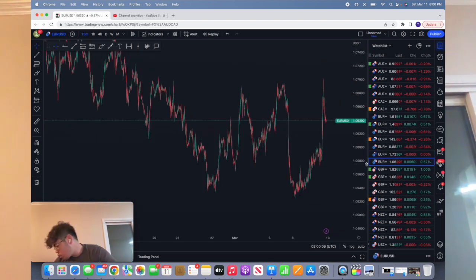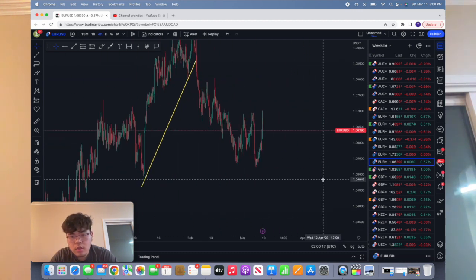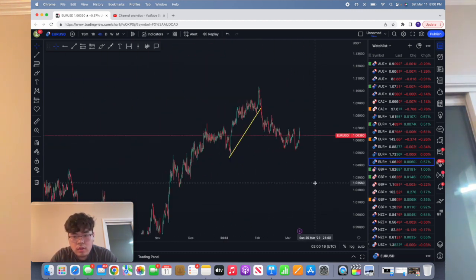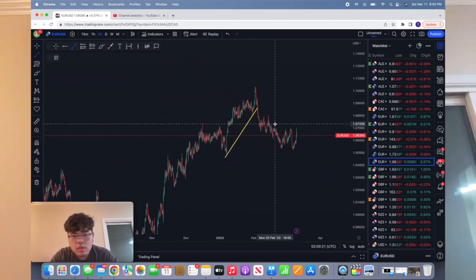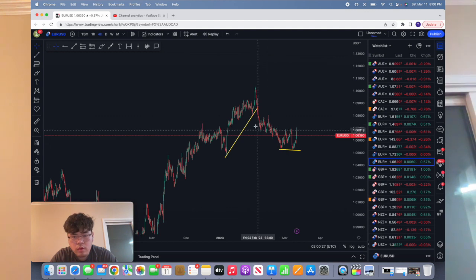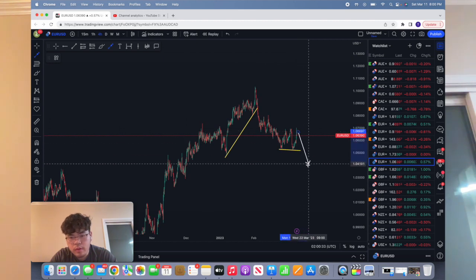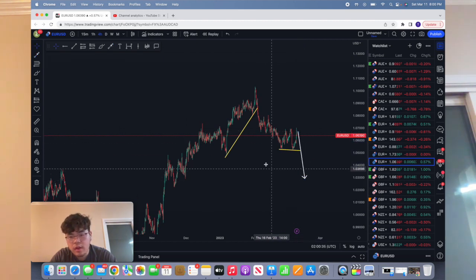Let's see, Euro USD. We can kind of see it's shown right here. Impulse 1, correction, continuation, correction. Let's see if it commits. But if I'm willing to bet, I would say to the downside.